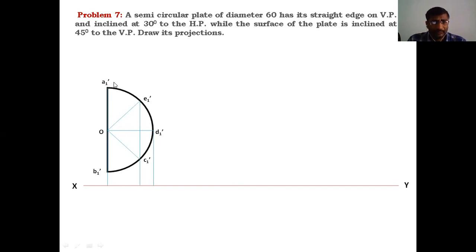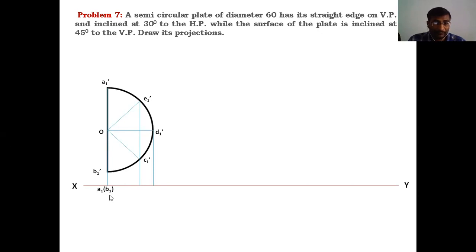So the semicircle looks like a line from the top. So the top view is a line of semicircle. Whenever the semicircle is parallel to VP, when we're looking from the top side, it looks like a line. So a plane looks like a line when we're looking parallel to that plane. Clear, students? So let us locate the top view points.